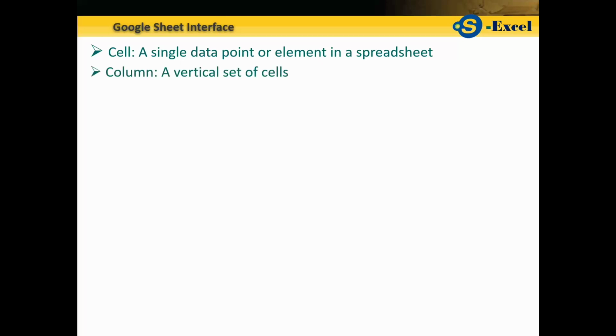Google Sheet interface. Now I'll talk about the interface of Google Sheet. You must know Google Sheet terms to kick things off. Let's cover some spreadsheet terminology you will need to know when using Google Sheets. Cell, a single data point or element in a spreadsheet. Column, a vertical set of cells. Row, a horizontal set of cells.